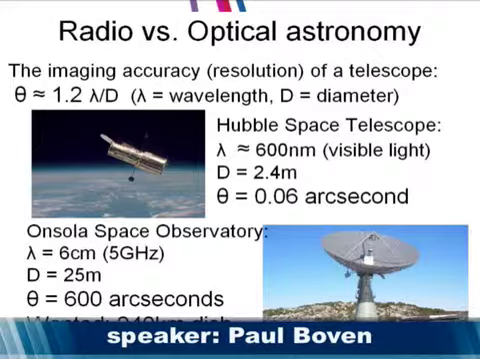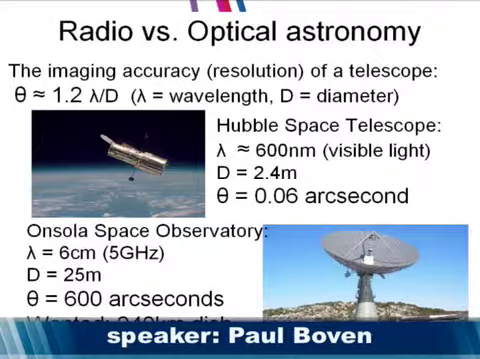Now if you look, for instance, at the Onsala Space Observatory, which is a fairly standard radio telescope, it has a 25 meter dish, so it's 10 times as big. Unfortunately, the radio observations are at a wavelength of 6 centimeters, so we end up with only 600 arc-seconds of resolution. Just to give you an idea how much that is, the moon is about half a degree. 600 arc-seconds is about a third of that. So you only have 3 pixels to view the complete moon. That's a fairly poor resolution.